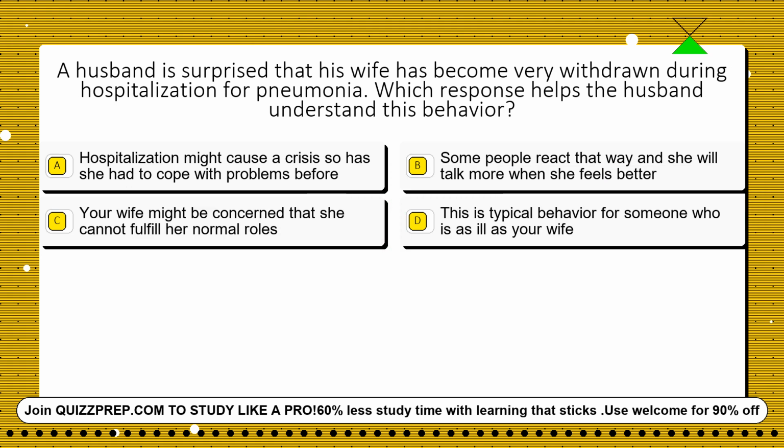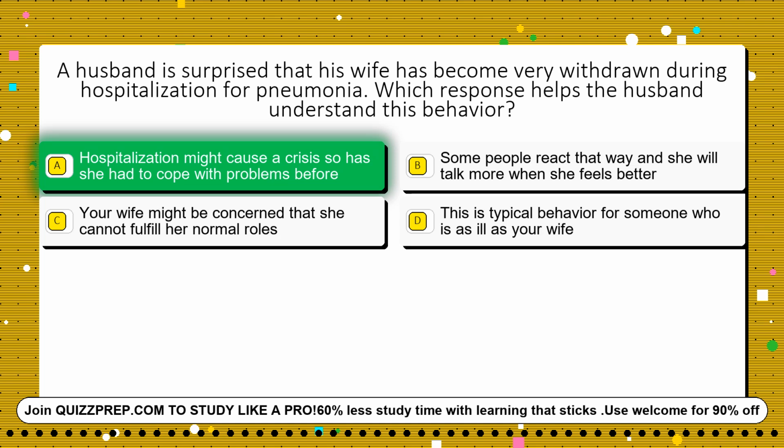Question 12. A husband is surprised that his wife has become very withdrawn during hospitalization for pneumonia. Which response helps the husband understand this behavior? Option A, hospitalization might cause a crisis so as she had to cope with problems before. Option B, some people react that way and she will talk more when she feels better. Option C, your wife might be concerned that she cannot fulfill her normal roles. Option D, this is typical behavior for someone who is as ill as your wife.